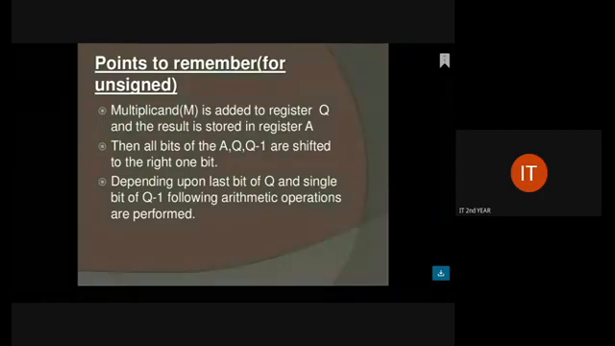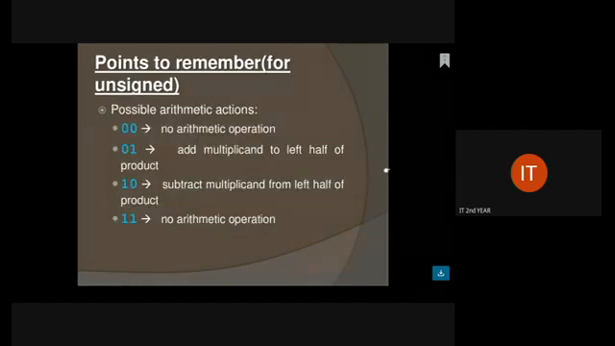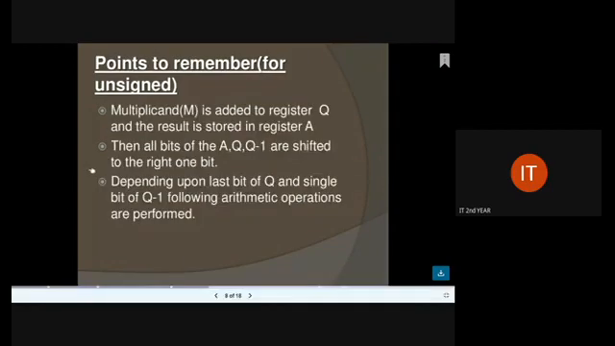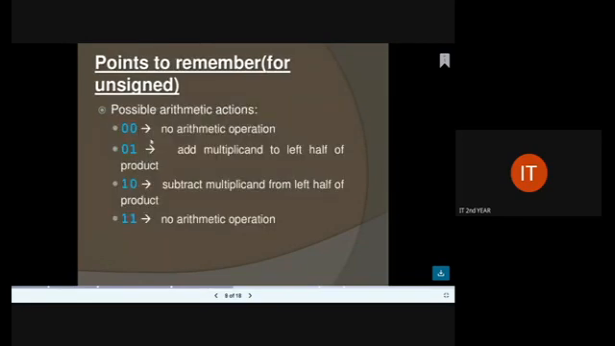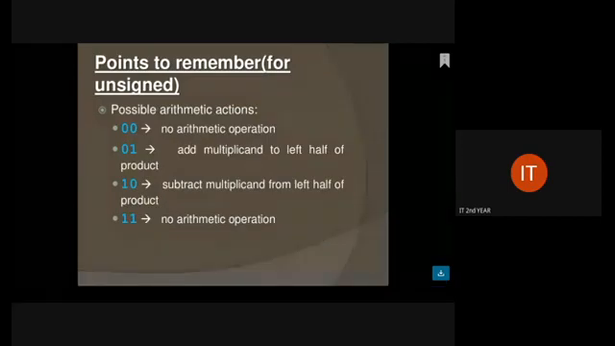So depending upon the last bit of Q and the single bit of Q minus 1, the various arithmetic operations, starting from addition and subtraction, we will be performing. These are all the possible arithmetic actions that are performed when we deal with A, Q and M, depending upon the value of Q minus 1. The four possible actions will be 00, 01, 10 and 11.